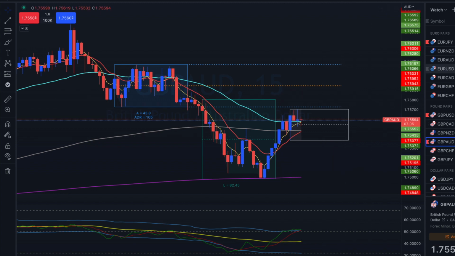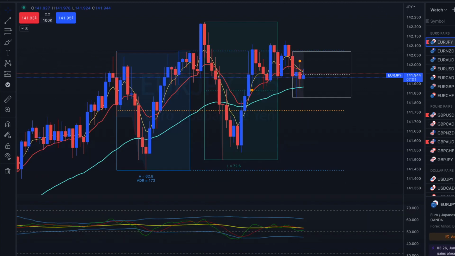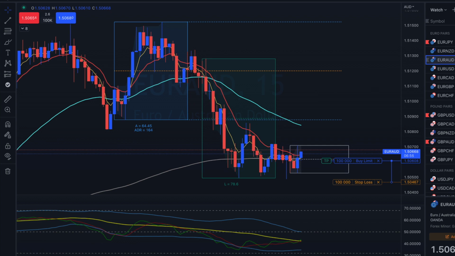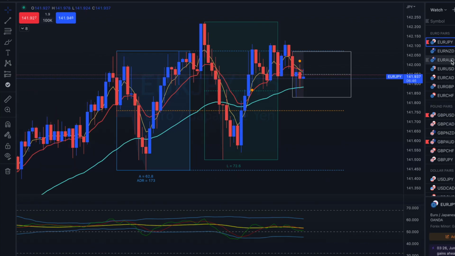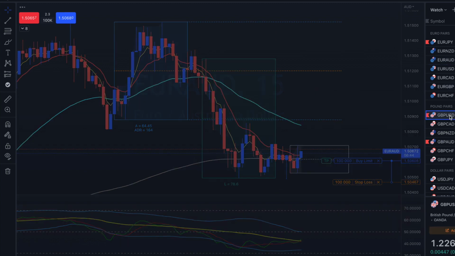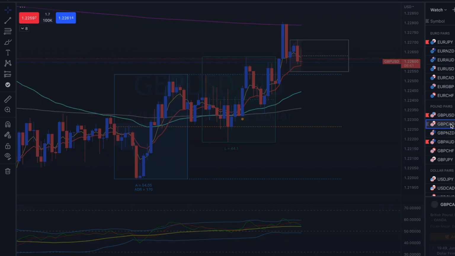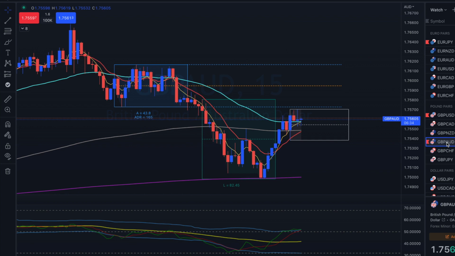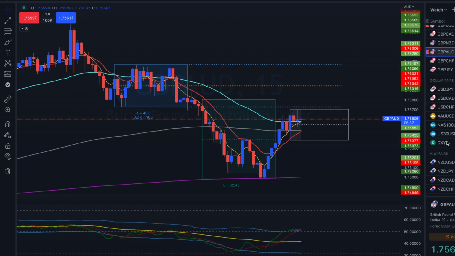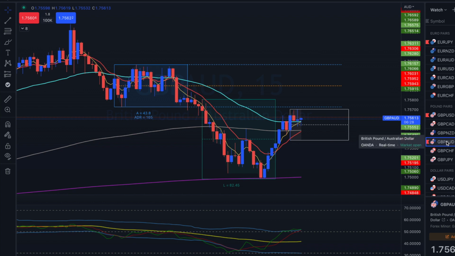So we'll come back to these once something has happened, but at least you know what pairs I'm looking at, why I'm looking at them, and what my thought process is for these specific setups. So Euro JPY, Euro AUD, we're looking at Pound USD, possibly Pound CAD because it looks the same, and then Pound AUD. I'm not looking at any other pairs. That's plenty of pairs to look at, and that's it. So we'll keep an eye out on this, and then we'll come back once something happens on these.